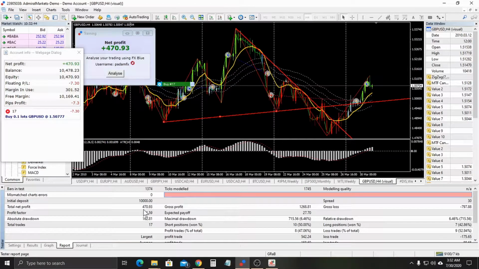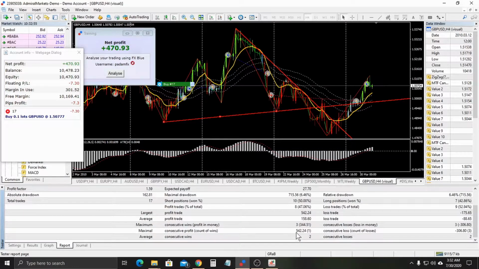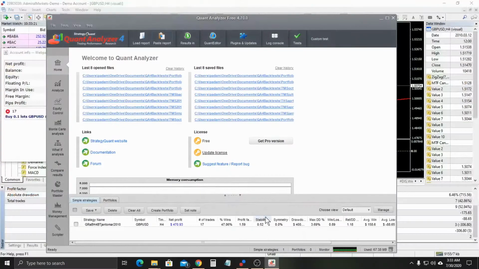So okay, 479.93 with a profit factor of 1.59, drawdown of $162, 17 trades, accuracy of 47%. Average profit 150 bucks. Average loss $88. Largest win 542. Largest loss 175. And two consecutive losses, no problem. That looks pretty good. Let's take it to Quant Analyzer 4.